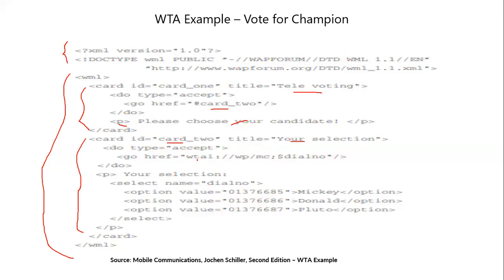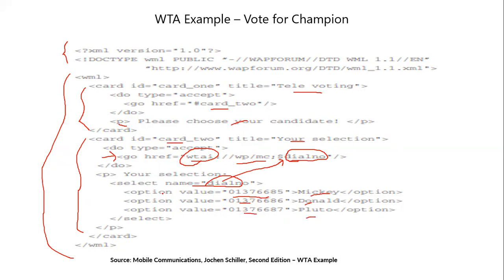WTA. You can see here we are using WTA. WTA is Wireless Telephony Applications. Here we are using WTA to make an automatic call on the selected number. This is dial number; whatever the user selects, an automatic call will be made on that number, but not until the user selects. These are the options the user can select. The select name is dial number. The options are: option value some number, name Mickey; option value some other number, name Donald; option value some other number, name Pluto.